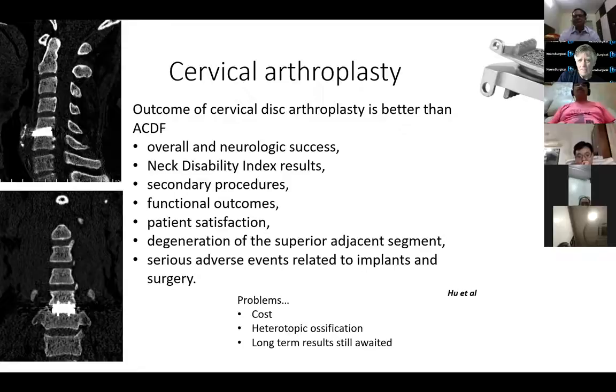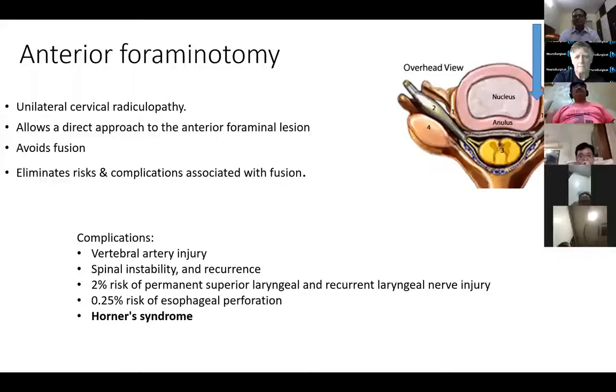The other approach, which can be done without disturbing the normal disc, is the anterior foraminotomy. It's also a versatile approach. You don't disturb the normal disc. You can directly go to the foramen and you can avoid fusion. But there are specific indications for this. It has to be done for unilateral disc disease. It has a direct approach.